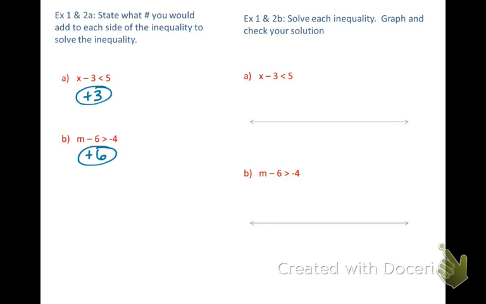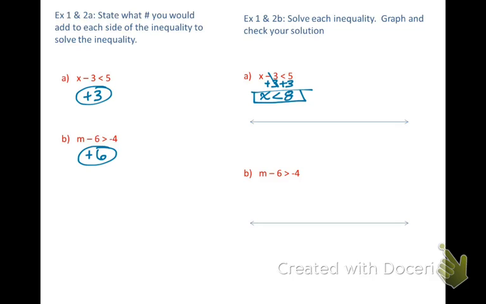Now, on examples 1a and 2b, you are going to solve and then graph. On a, we said that we needed to add 3 to both sides to get rid of the 3 with the x. So then I have x is less than, and you keep the inequality the same. This is adding and subtracting. So 5 plus 3 is 8. That's one answer. It's 2 points for that one answer.